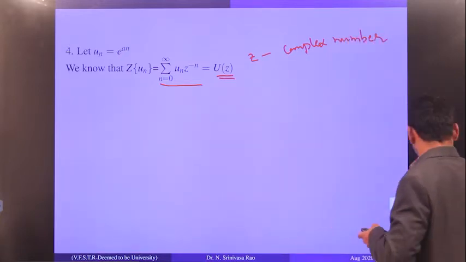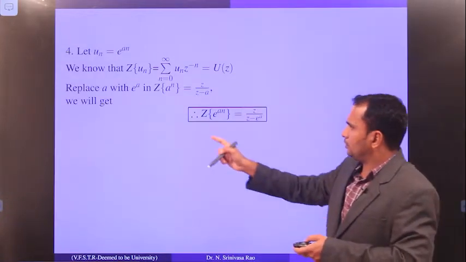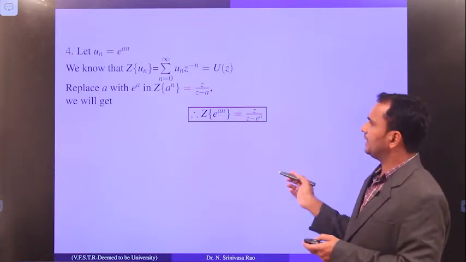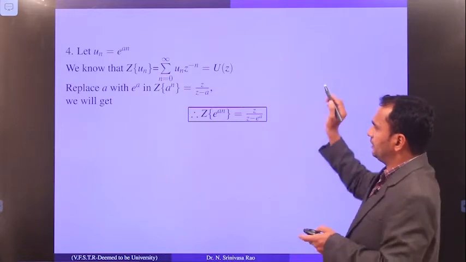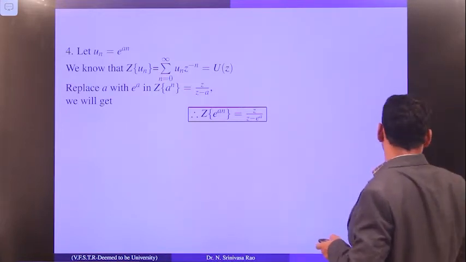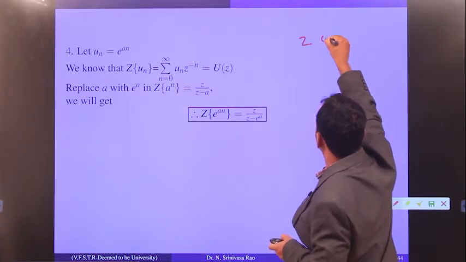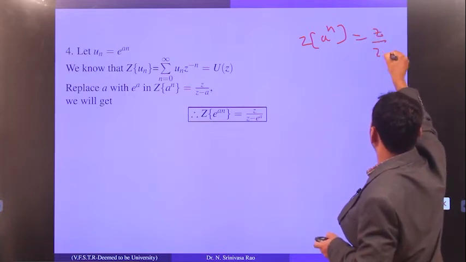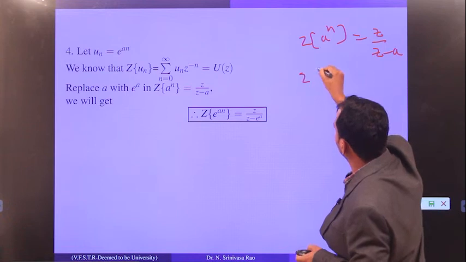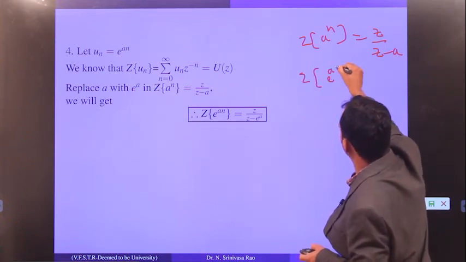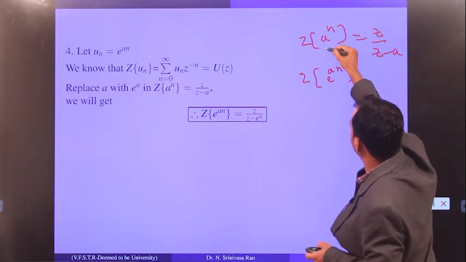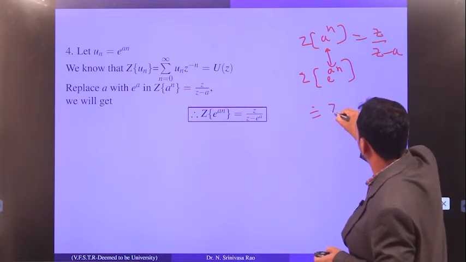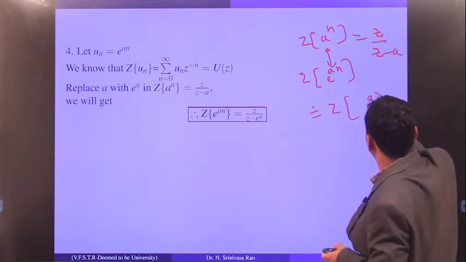So for this one, we are not finding it separately. If we compare with the previous example, what was it? The z transform of a^n, and the answer is z/(z - a). Now we are going to find it for e^(an). How can you compare these two? This can be written as the z transform of (e^a) to the power n.